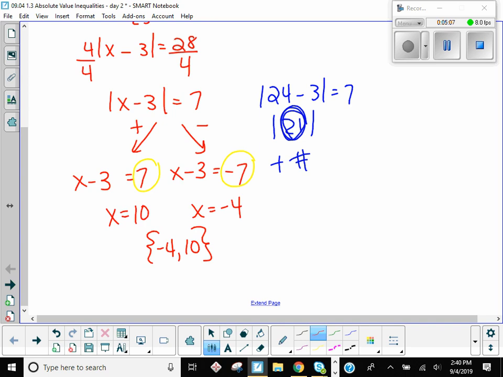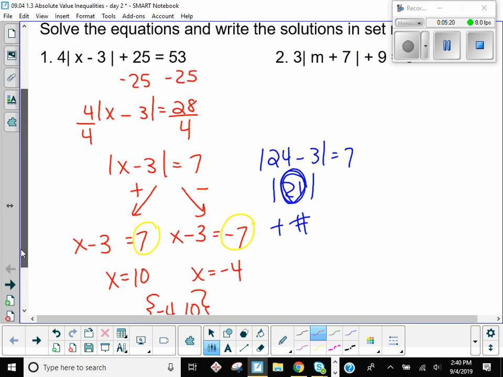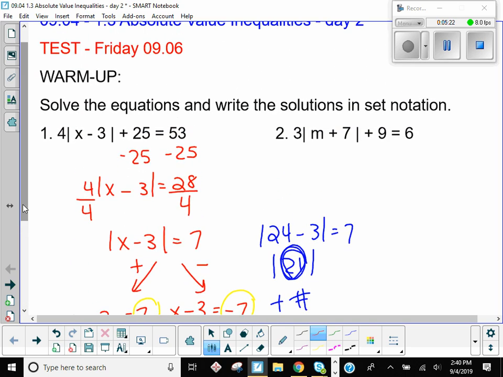What questions do you have about that one? What'd you get for the second one? Empty set, right? No solution. There is something I want to point out over here, though. So you subtract the 9 from both sides. Math, math, math.